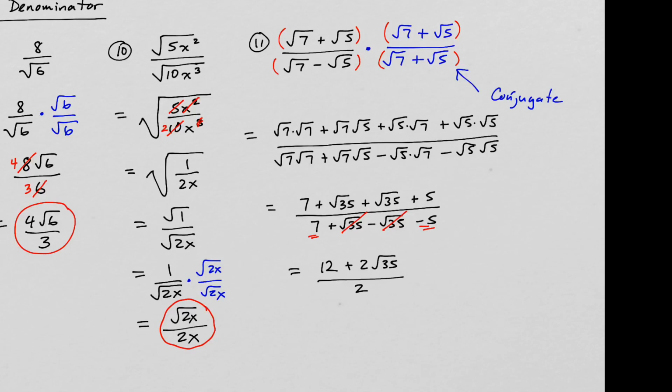And then one final step here is we can cancel this 2 with the 12, which gives us 6, and with this 2, which gives us 1. And so our final answer here is 6 plus 1 radical 35, which is, of course, just 6 plus radical 35.